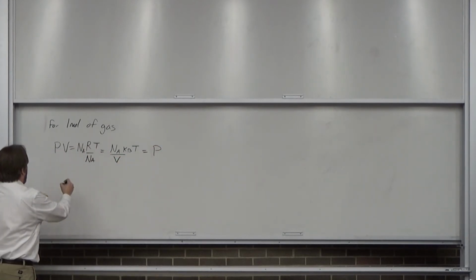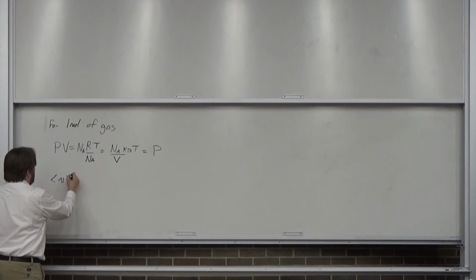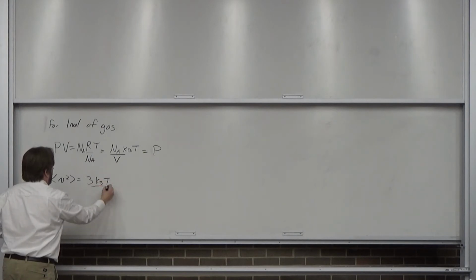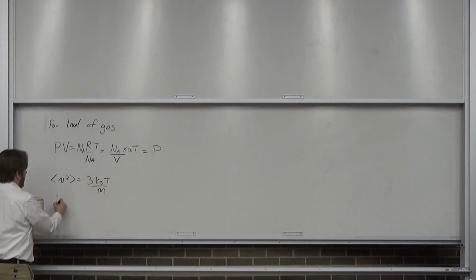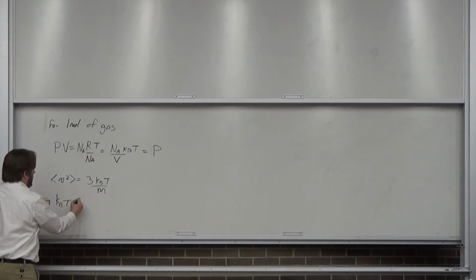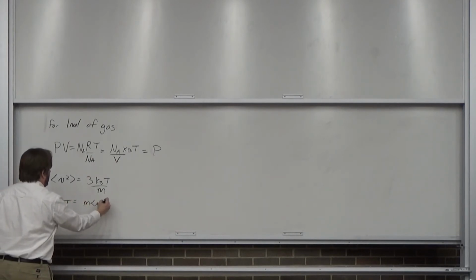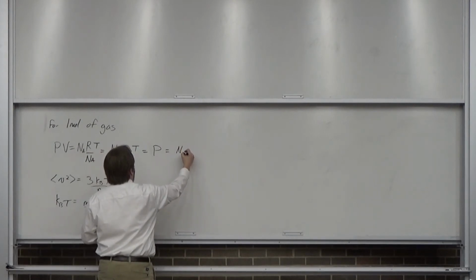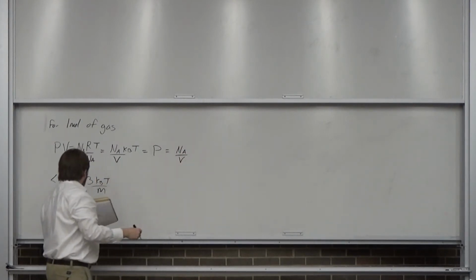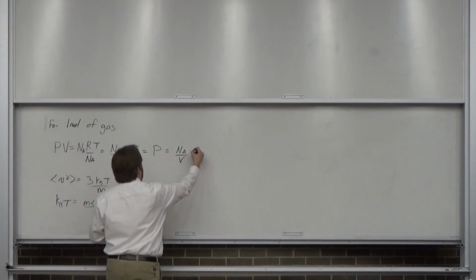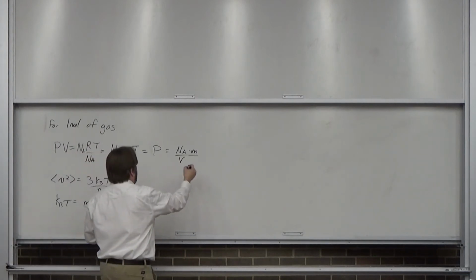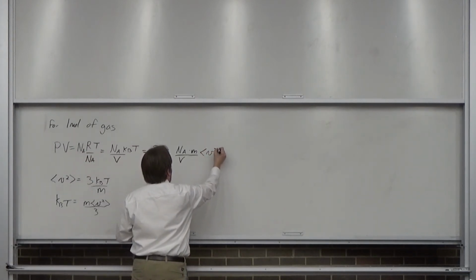Now, what we just saw a minute ago was that the average velocity squared is 3 kBT over m, and therefore kBT is m times the average velocity squared over 3. All right, so let's go back here. I know this is kind of nutty how I'm doing this. N_A over V, okay, kBT is m times average velocity squared over 3.